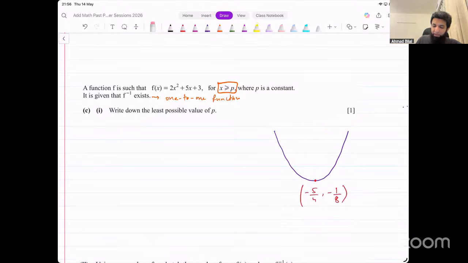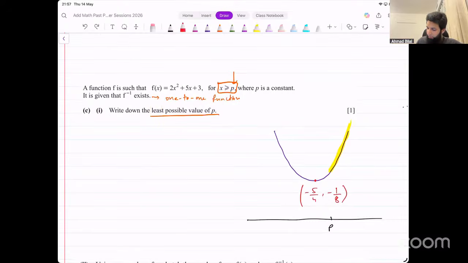What would be the least possible value of p such that it remains a one-to-one function? So there's p somewhere on the x-axis. Now we don't know where that is. If p was here, for instance, and we were looking at this part of the graph, is that one-to-one? That's not one-to-one. If p was on the right side, we would be looking at this part of the graph. Is that one-to-one? That is one-to-one, but is that the least possible value of p?